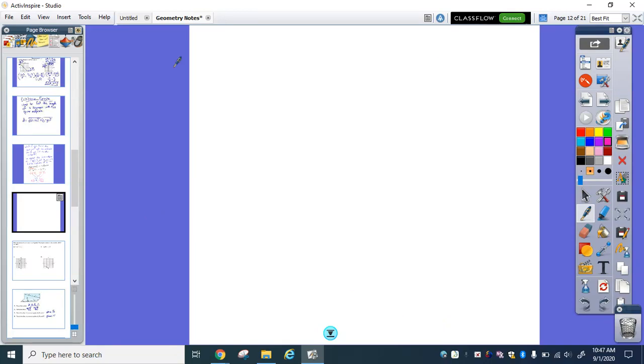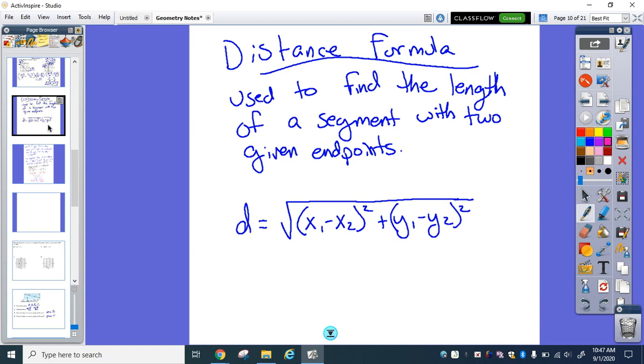Today we are going to be talking about the distance formula. The distance formula is what we use to find the length of a segment with two given endpoints. And the formula you see right here is what you're going to need to copy down, because that is the distance formula. It looks really hard. It's really not that bad. So just take a second, pause your video, and go ahead and copy that down. And I'll show you how to work that formula and we'll take a look at some example questions.